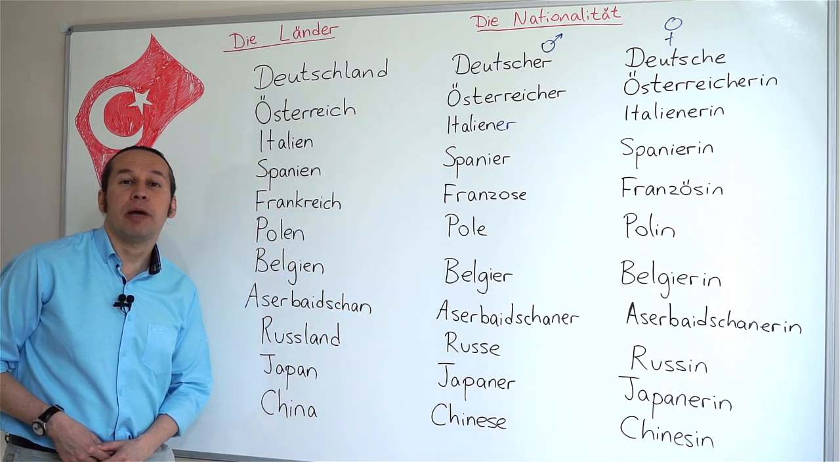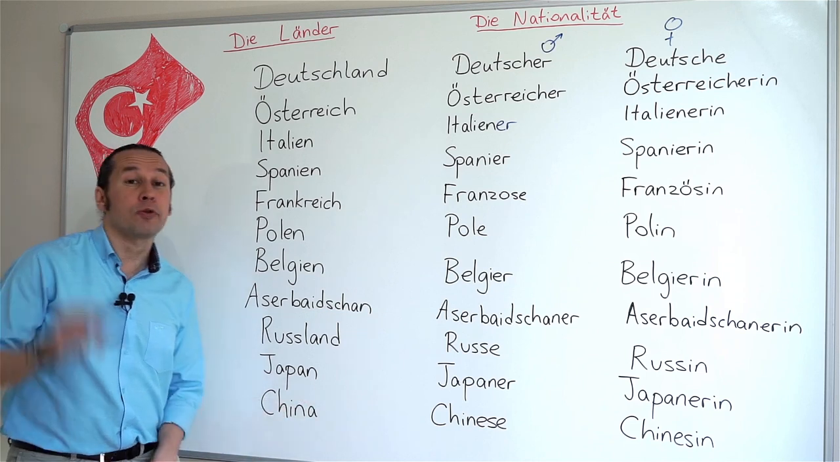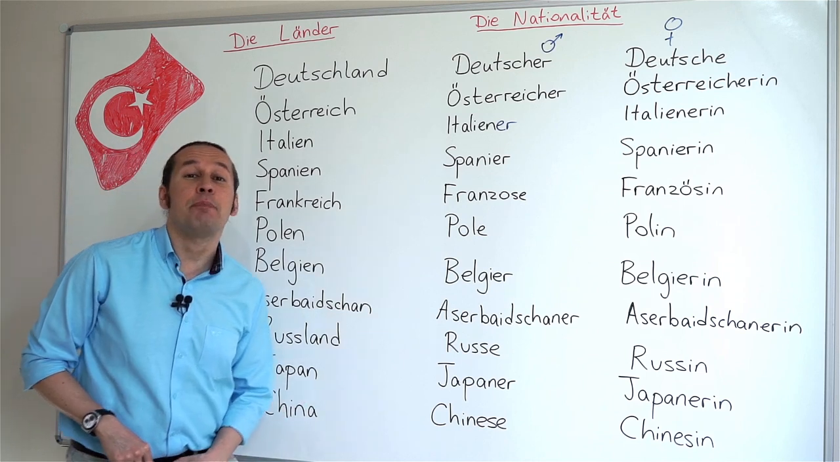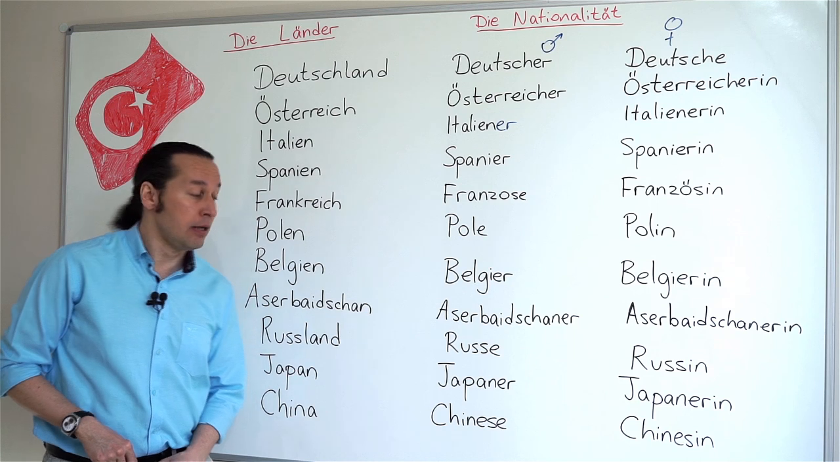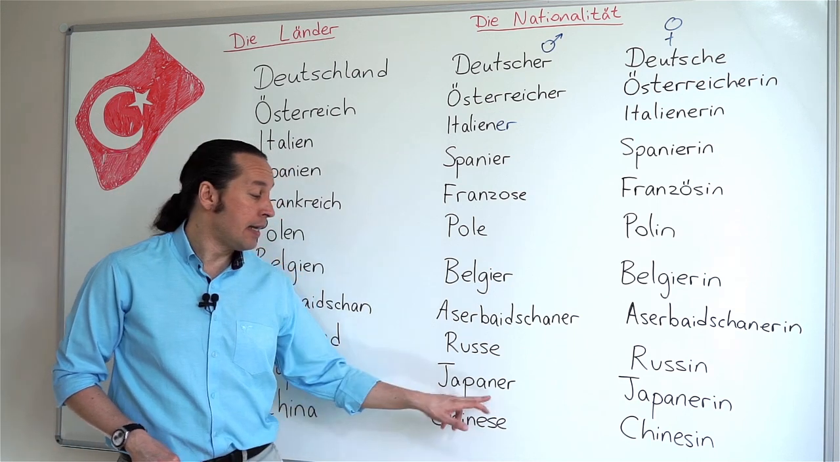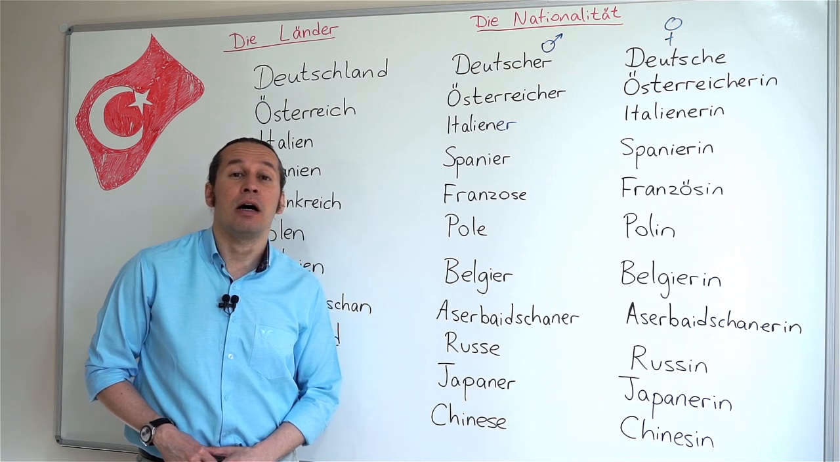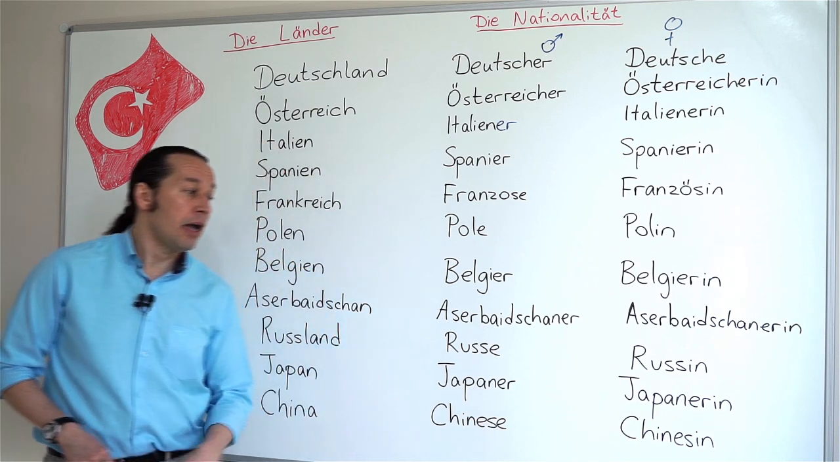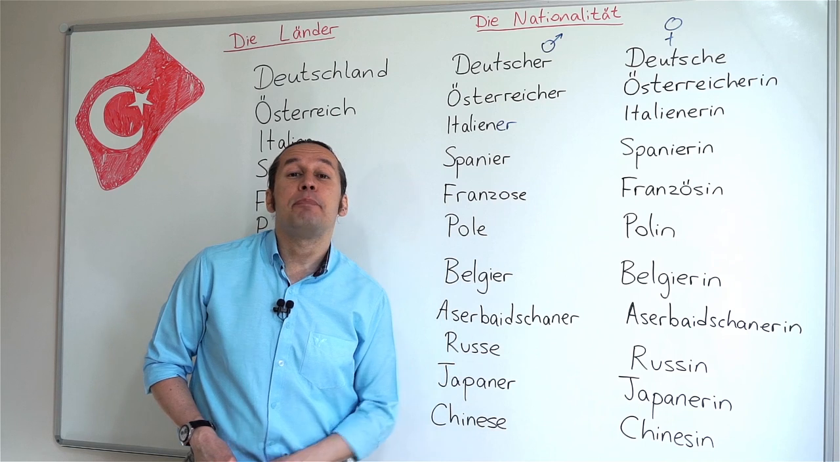Here we have Japan, just like in English, but it's pronounced as Japan. Okay? If it's a male, then I'll say Japaner. A female, Japanerin.